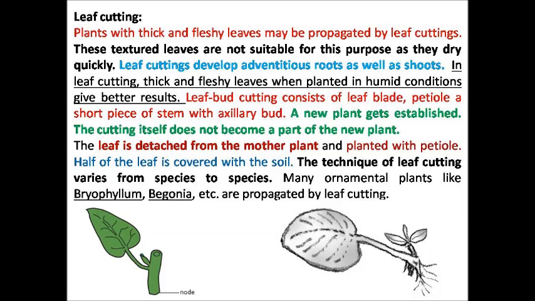Leaf bud cutting consists of a leaf blade, petiole, and a short piece of stem with an axillary bud. A new plant gets established. The cutting itself does not become a part of the new plant. Many ornamental plants like begonia etc. are propagated by leaf cuttings.